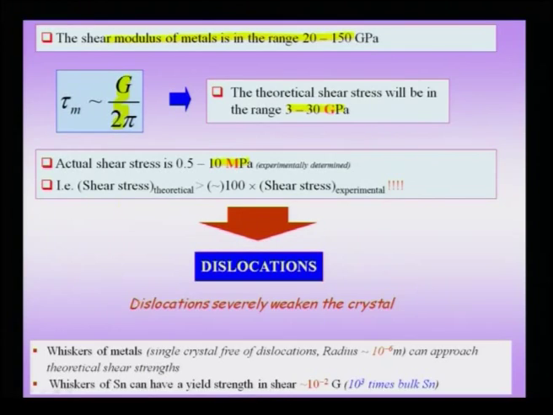This implies that something at the heart of it is weakening the crystals, and this is dislocations. It also implies that if I make a crystal completely free of dislocations, and this has been done in small cylindrical specimens known as whiskers, with radius in the micron scale, then you can approach the theoretical shear strength. When you load a whisker, dislocations have to be nucleated, and when a dislocation nucleates, the strength of the crystal drastically falls down.